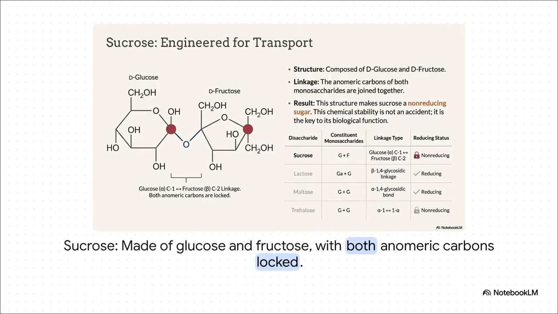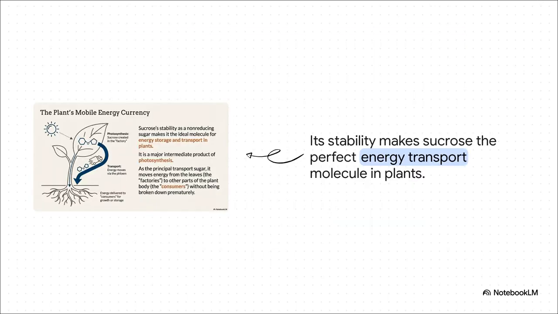First up, we've got sucrose. You know this one. It's just plain old table sugar. It's made from one glucose and one fructose. Now look really closely at that bond. It connects the anomeric carbon from the glucose to the anomeric carbon from the fructose. Both of those switches are locked down tight. And that super stable, non-reducing structure, that's not some random accident. It's a brilliant design feature.